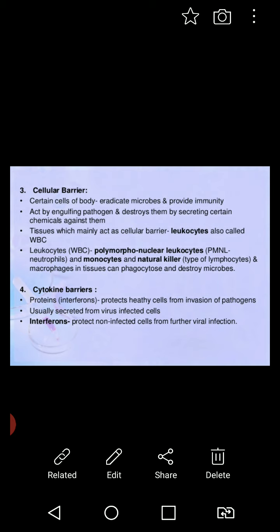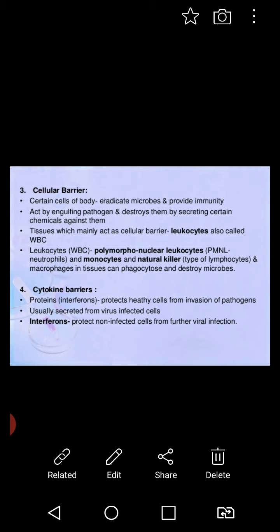What is the other name of leukocytes? WBC cells. These are WBCs like polymorphonuclear leukocytes, short form PMNL. P means poly, M means morpho, N means nuclear, L means leukocytes.